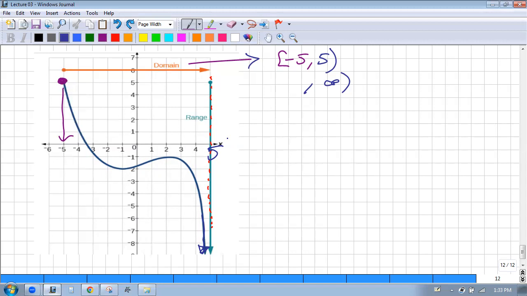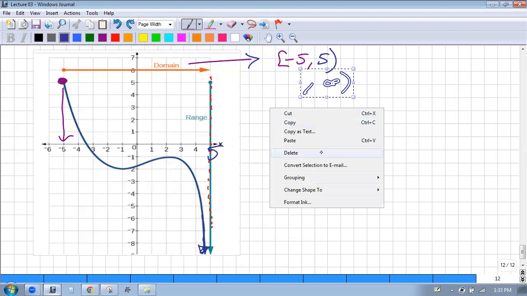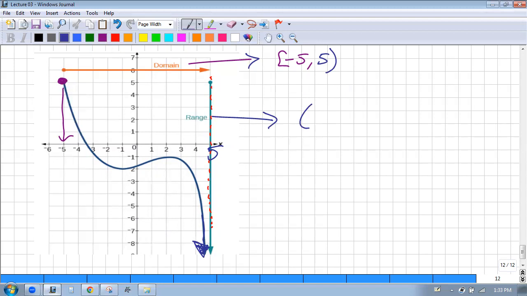So let's look at the range, all right? How far down do we go? Well, this arrow says the range goes all the way down to negative infinity. How high does it go? It goes all the way up to 5 here. And since this is filled in, we have to include it, all right? Domain is left and right, range is up and down. Domain input, range output. Simple, right?